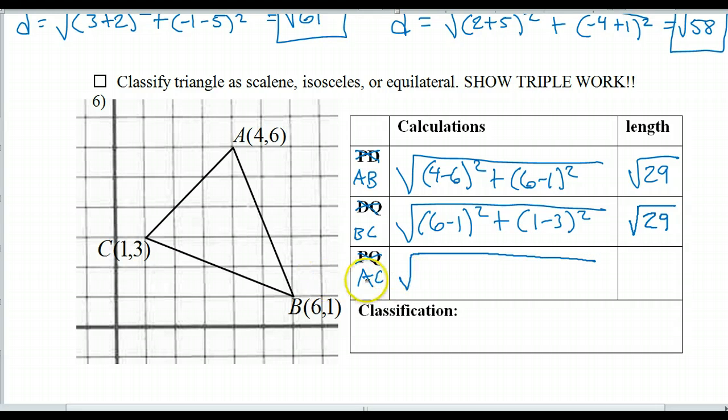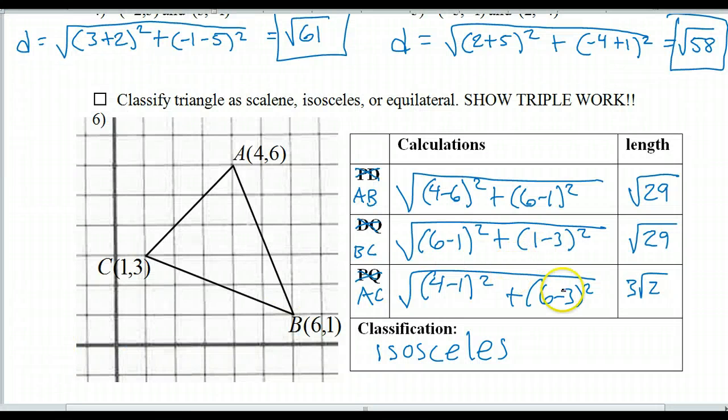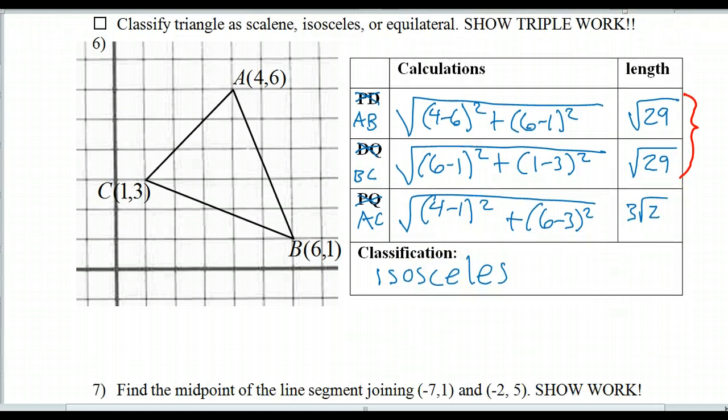Okay, so finally we're going to do AC. So x minus x could be like 4 minus 1 squared. Then y minus y could be 6 minus 3 squared. To the calculator, Batman. Check it out. So we get 3 radical 2, which means this is isosceles. We have 2 sides are the same, the third side is different. That is an isosceles triangle.